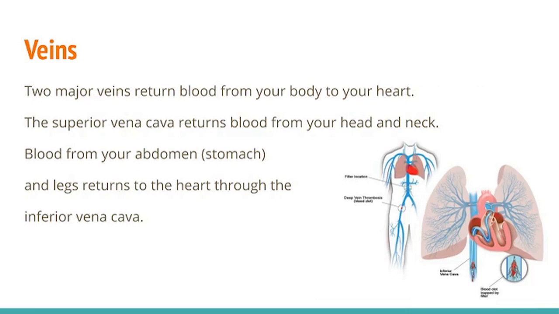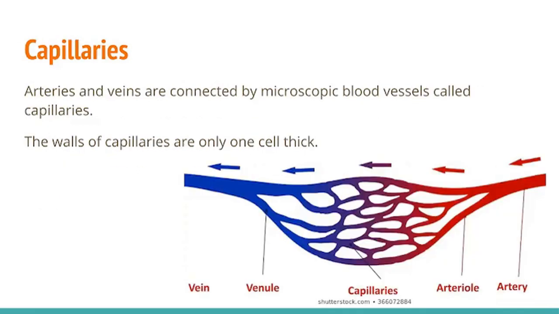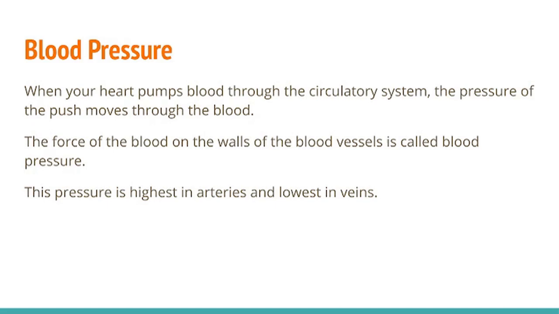Two major veins return blood from your body to your heart. The superior vena cava returns blood from your head and neck, and the inferior vena cava returns blood from your stomach and legs. The superior and the inferior vena cava both bring the blood to your right ventricle. Remember, this blood is deoxygenated and filled with carbon dioxide.